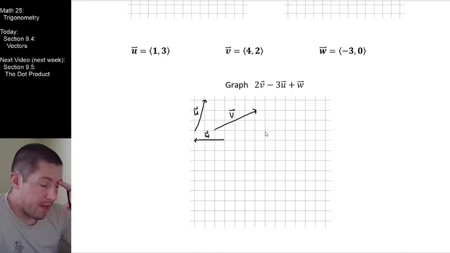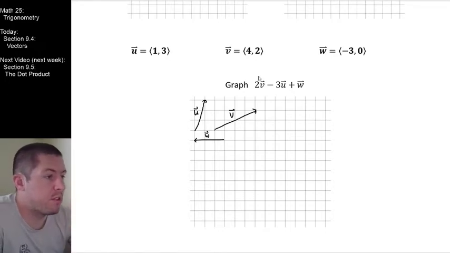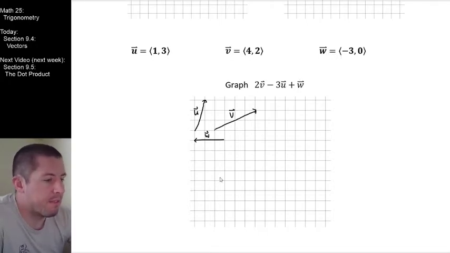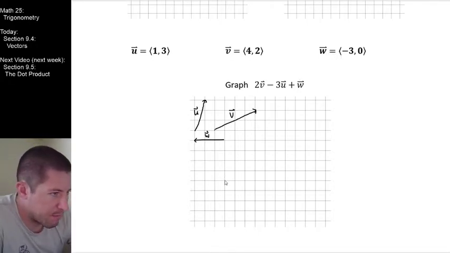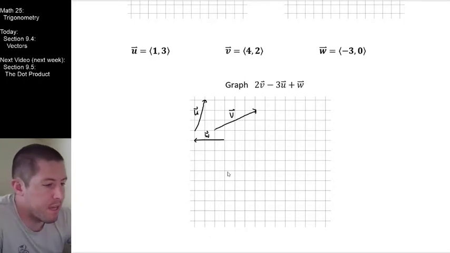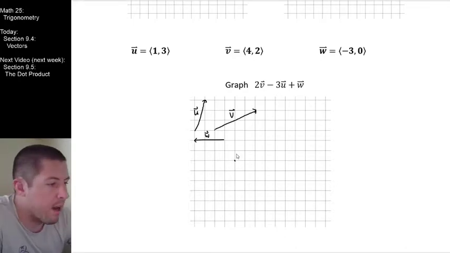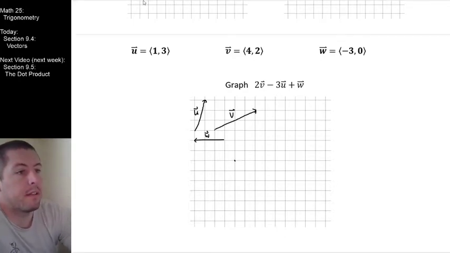So let's go ahead and see if we can graph this guy right here. I want to do 2 steps of v. Then I want to go backwards 3 steps of u. And then we're going to go forwards 1 step of w. So I don't really know where the best place for me to start is on this guy. I'm afraid I'm going to fall off of my graph right here. It looks like I need to start by going 2 copies of v. So I'm going to start from right here. I just don't want to fall off the edge of my grid over here.